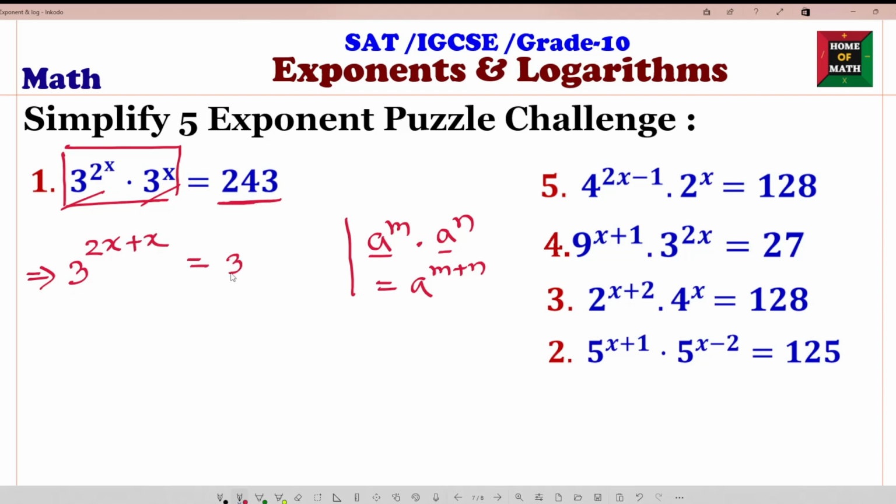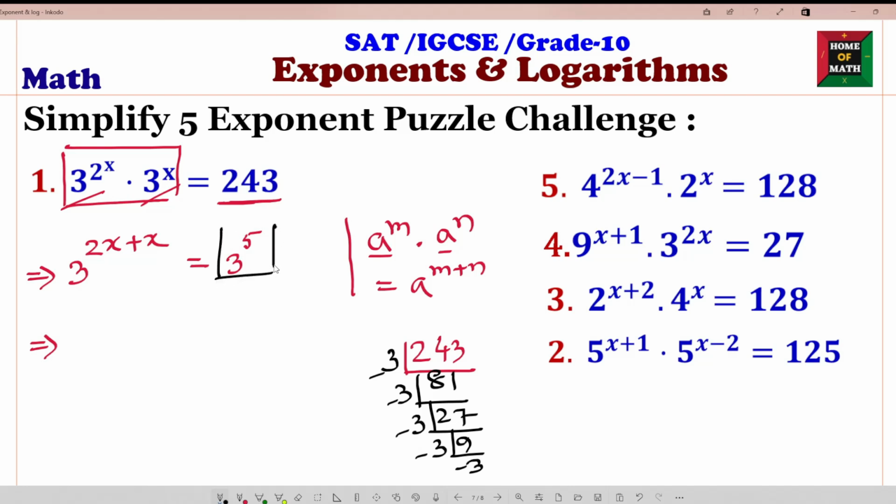This one we can write as 3 to the power what? 5. Okay. Now look, why is 3 to the power 5 equal to 243? We can check this one. 243 we can divide by 3, here is 81, again divide by 3, here is 27, divide by 3, here is 9, and divide by 3, here is 3. So 1, 2, 3, 4, 5. Therefore, we can write 3 to the power 5 instead of 243.